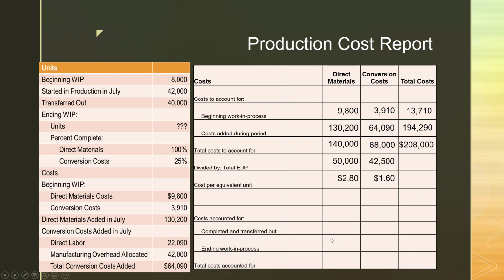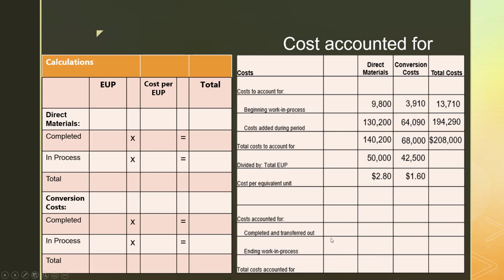Well, let's do that. Let's account for our costs. For completed and transferred out, what we're going to do is we're going to take the equivalent units of production which were transferred out.